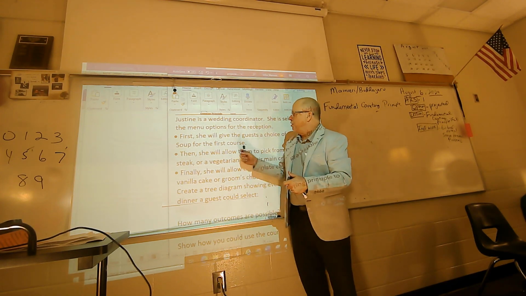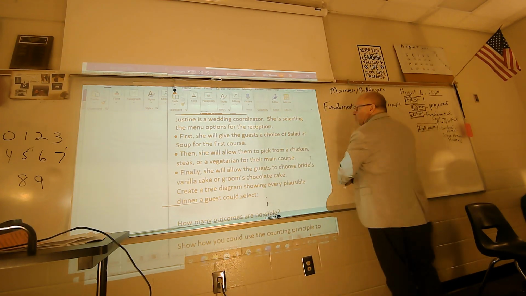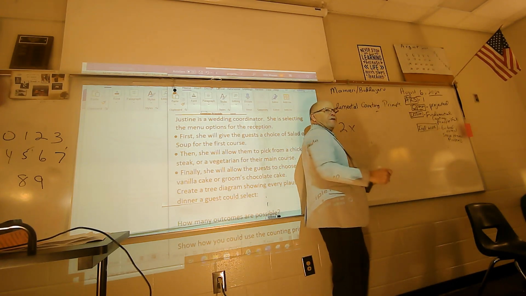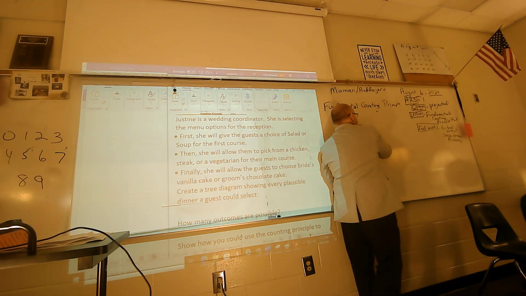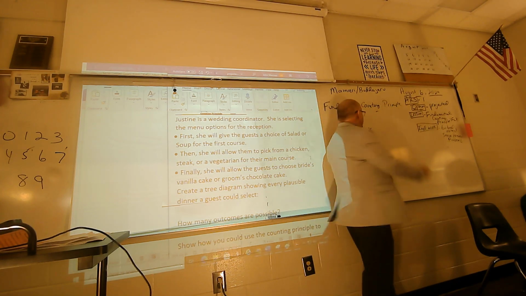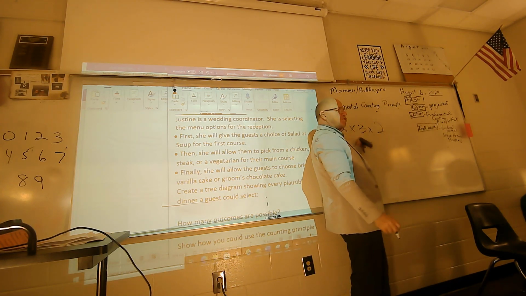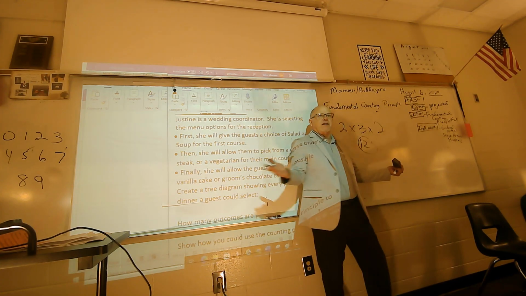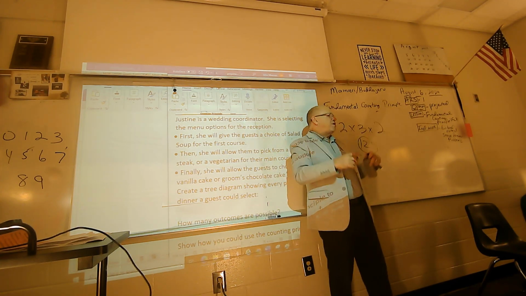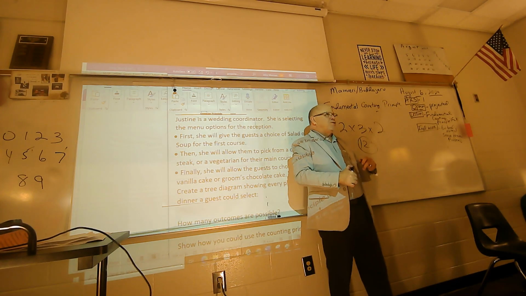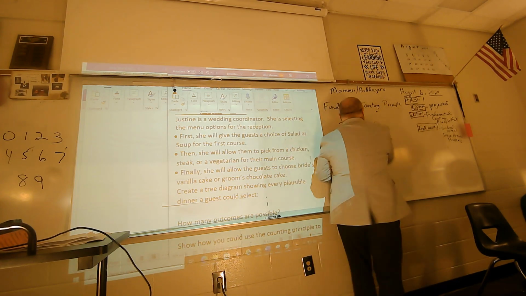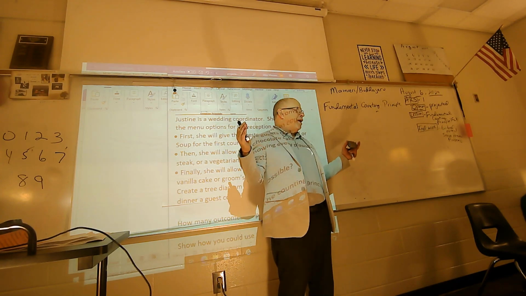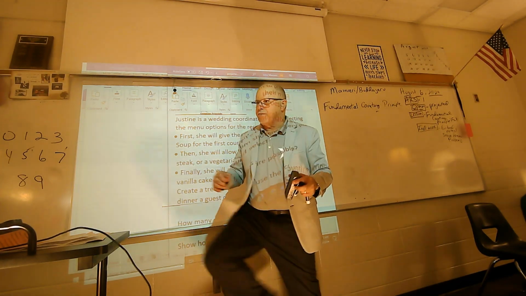So let's go back to this problem again. How many choices was it for soup or salad? 2. Then steak, chicken, or vegetarian was 3, and then chocolate or vanilla was 2. 2 times 3 is 6, and 6 times 2 is 12. That was the answer, right? So you don't have to do the tree diagram to figure it out. In a minute, we're going to look at some more difficult problems where the numbers are much bigger, and then you use this process. Okay.